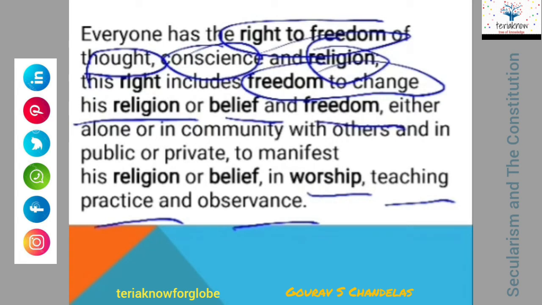So it is a very common right for all. No one is forced to follow any religion, because the state has no religion. Everyone is free to follow any religion, either individually or in community. There is no objection, but no one can force someone to follow their religion. Okay.